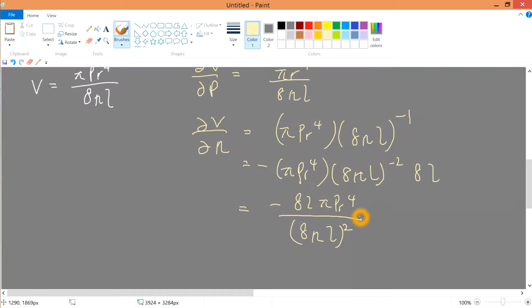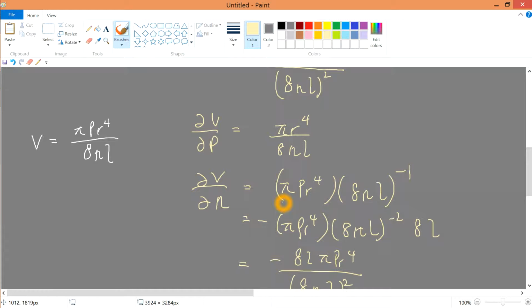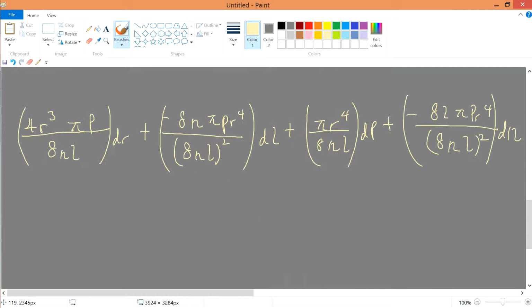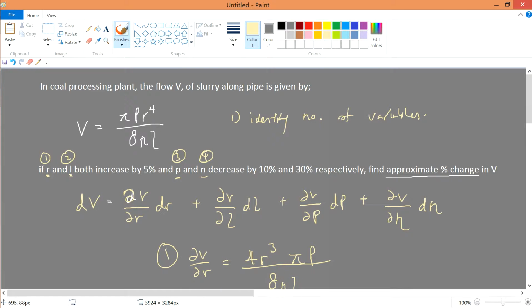Okay, so now these are the four values. I'll just rearrange them neatly so at least you can see them better. I have this one, this is partial v partial r, this is partial v partial l, partial v partial p, partial v partial n, sorry. Yeah, so the rest is the same. So this is exactly the same thing as what I've written over here.